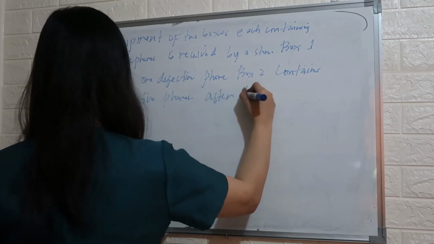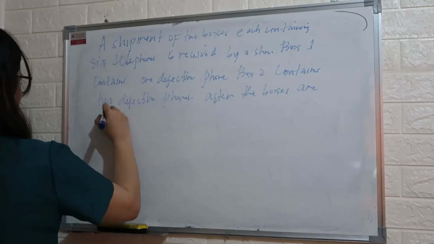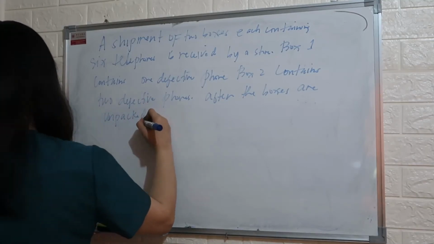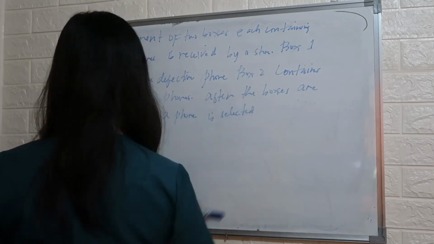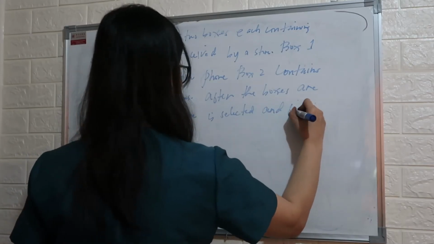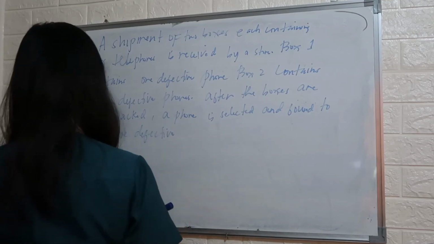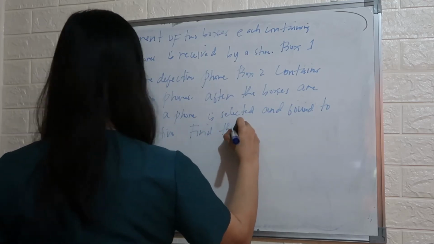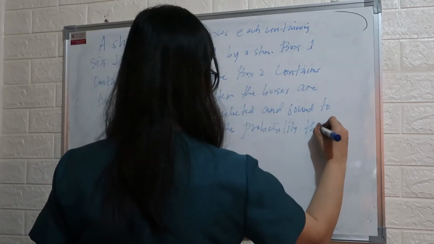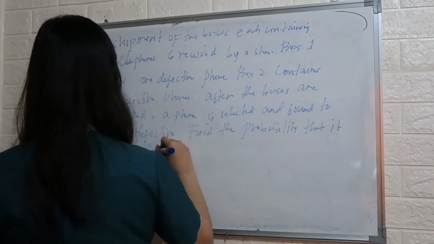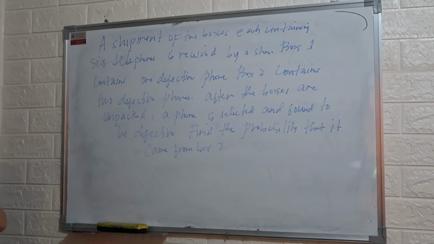After the boxes are unpacked, a phone is selected and found to be defective. Find the probability that it came from box 2. Okay? So it came from box 2.